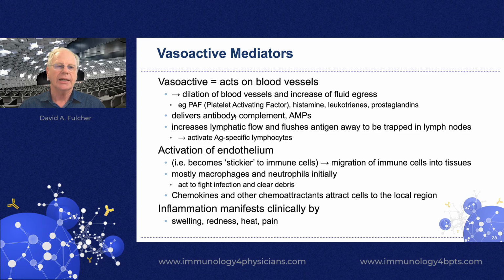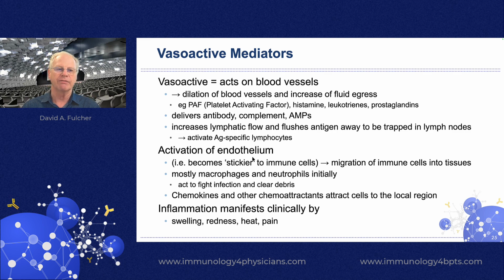So vasoactive mediators, we recognise PAF is a very strong one. Doesn't feature a lot in clinical medicine, but it seems to be important. Histamine, leukotrienes and prostaglandins all do, and you will recognise those chemicals. So the other reason to increase blood flow into an area of inflammation is that it also increases lymphatic flow, and that flushes any pathogen down the lymphatics. They get trapped in lymph nodes where antigen-specific lymphocytes reside and can initiate a specific immune response.